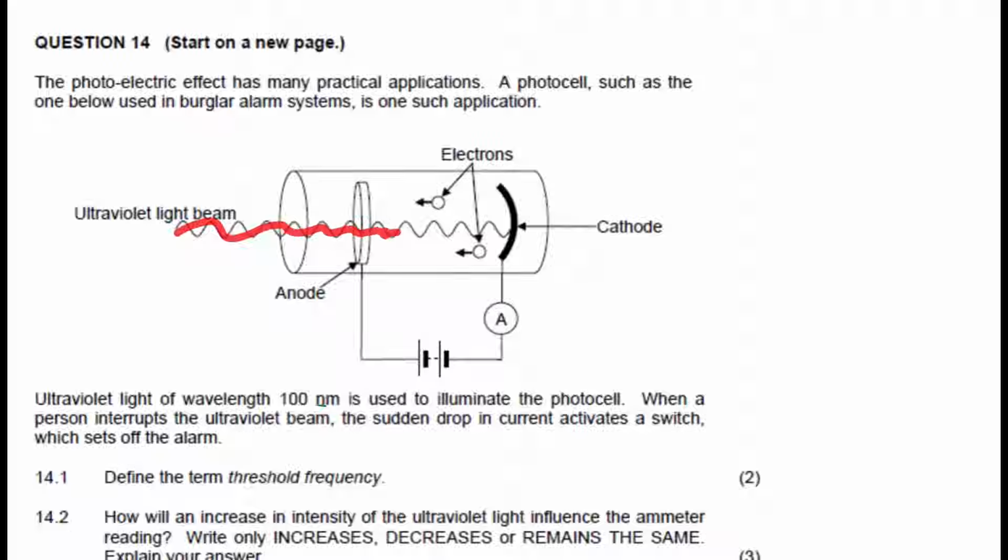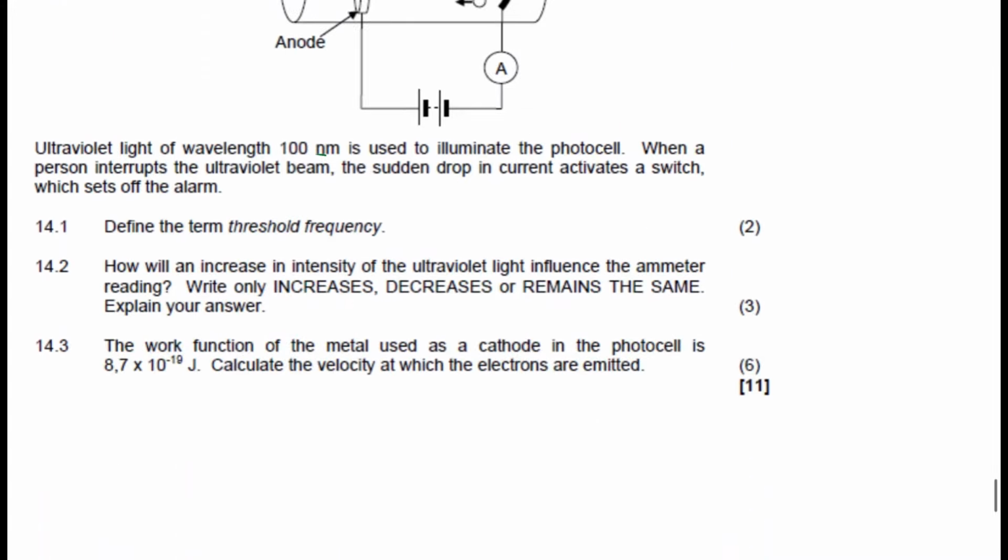So do you see this light? It goes straight to the cathode, and then the photoelectric effect occurs. There are electrons that are ejected there. So these electrons in the cathode go to the anode. Now it says when a person interrupts an ultraviolet beam, the sudden drop in the current activates a switch which sets off the alarm, right?